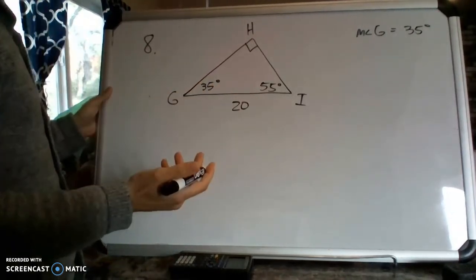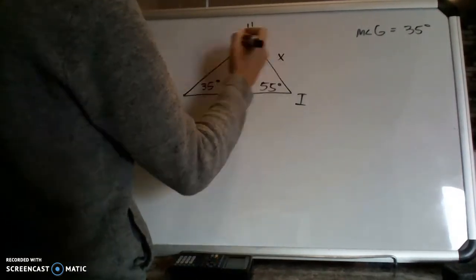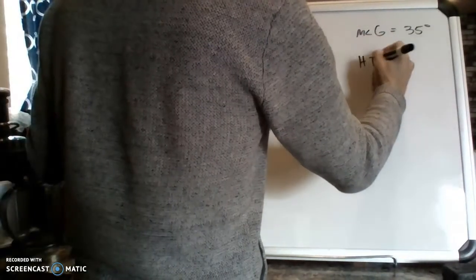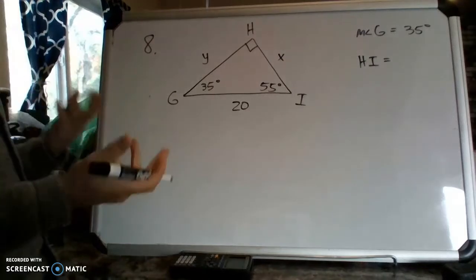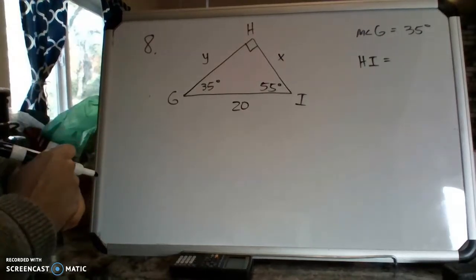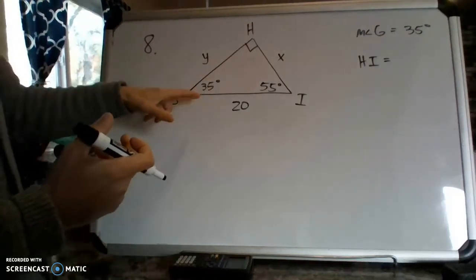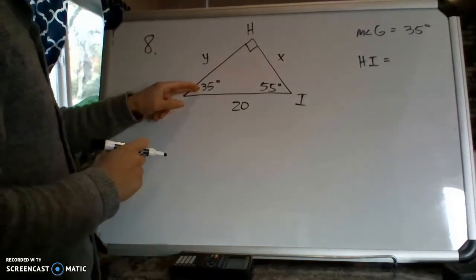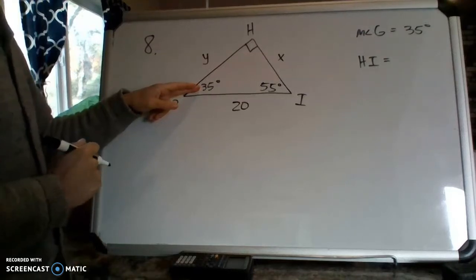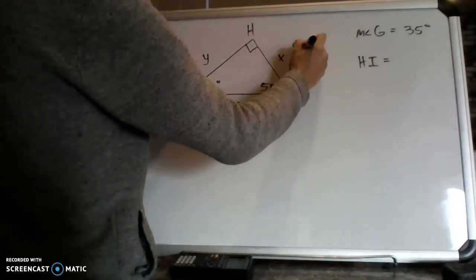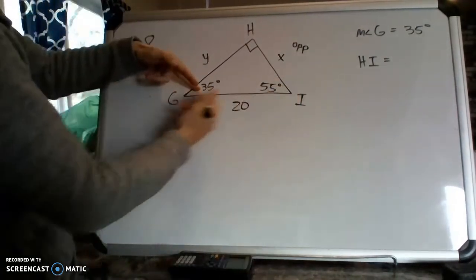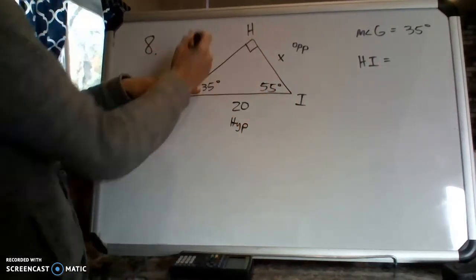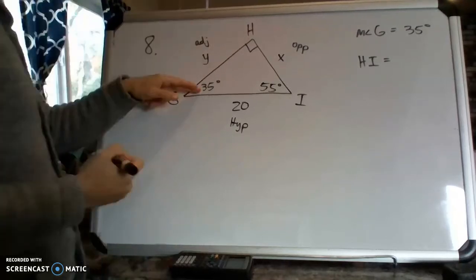All right, now let's solve for, well, let's call this side X and we'll call this side Y. So let's solve for HI first. Now you do have to choose which angle you're going to look at. I tend to usually choose the angle on the left side. I don't know why, but I'm going to choose the 35 degree angle. So if we're looking at the 35 degree angle, the X would be the opposite side. This side GI would definitely be the hypotenuse because it is across from the 90 degree angle, and that means that this side would be the adjacent side.